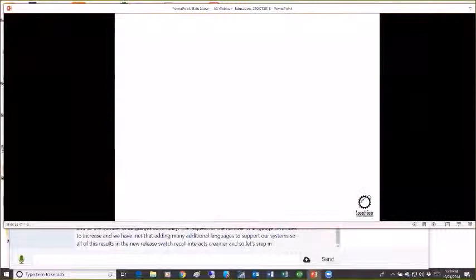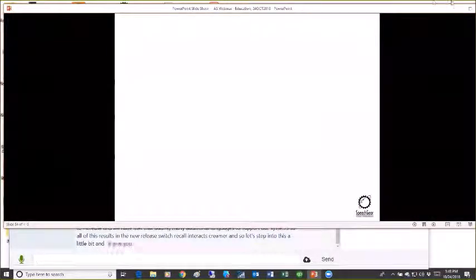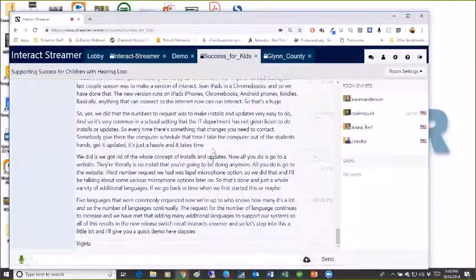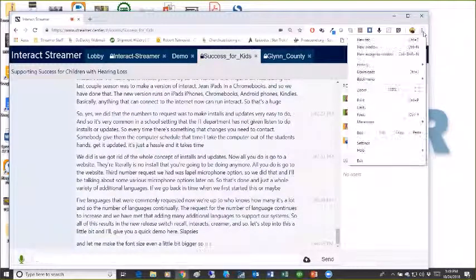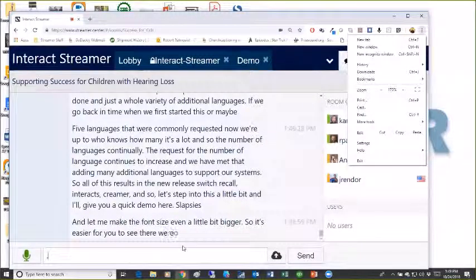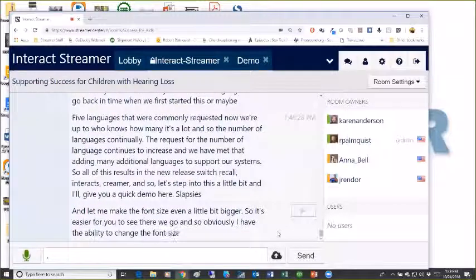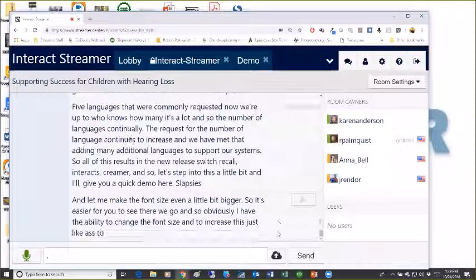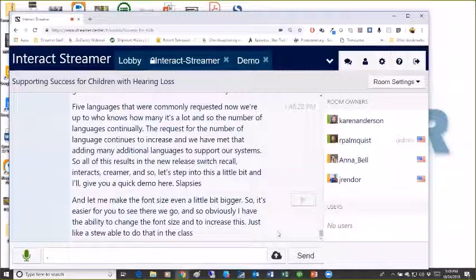So let's step into this a little bit, and I'll give you a quick demo here. Collapse these PowerPoint slides. And let me make the font size even a little bit bigger so it's easier for you to see. There we go. Obviously I have the ability to change the font size and to increase this, just like a student would be able to do in the classroom.